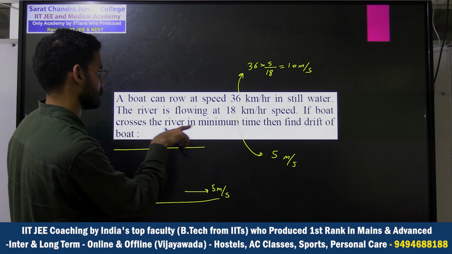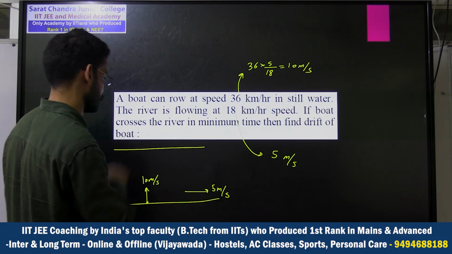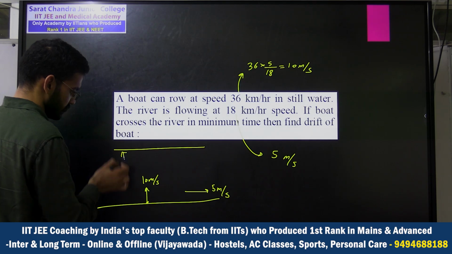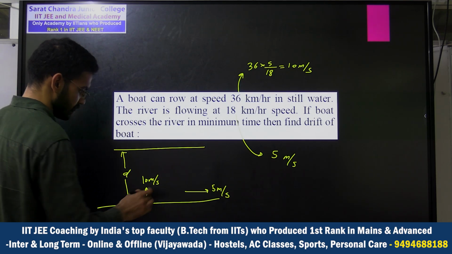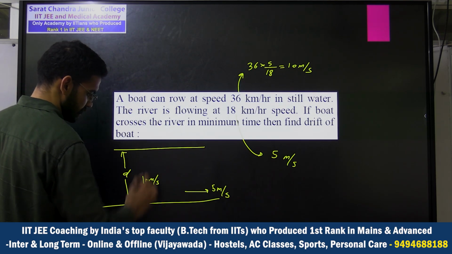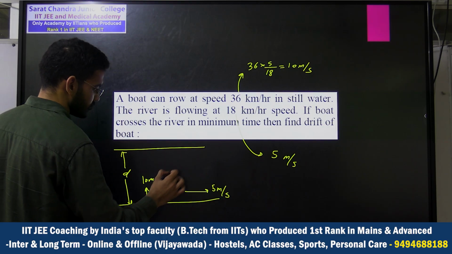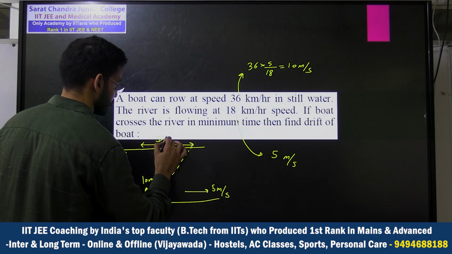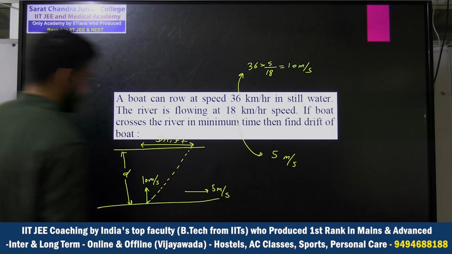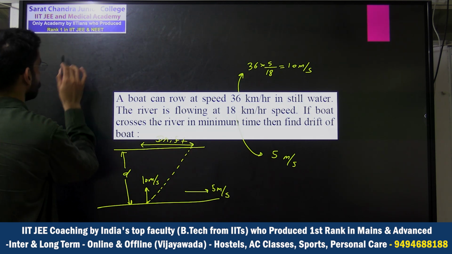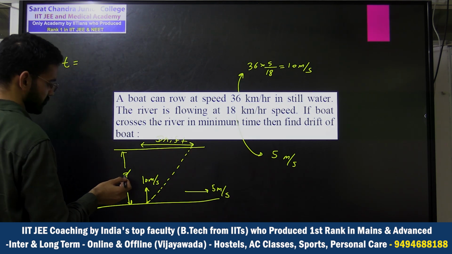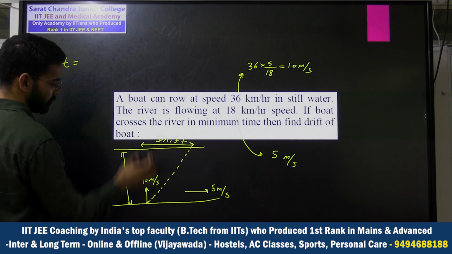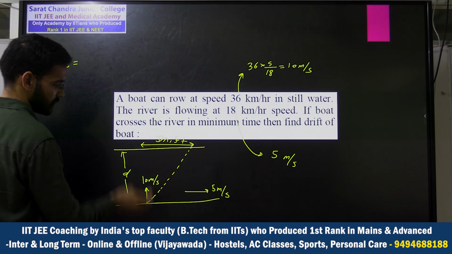So 10 meter per second. If the boat crosses the river in minimum time, then find the drift of the boat. So here he has to cross at 10 meter per second going some distance d, right? So 5 meter per second this side, 10 meter per second this side. So here the overall motion will be this way, right? So this will be his drift. Okay. Now if you want time, then you will solve. If we say this distance is d, then the time taken will be what? This 10 meter per second in this direction is responsible for time.